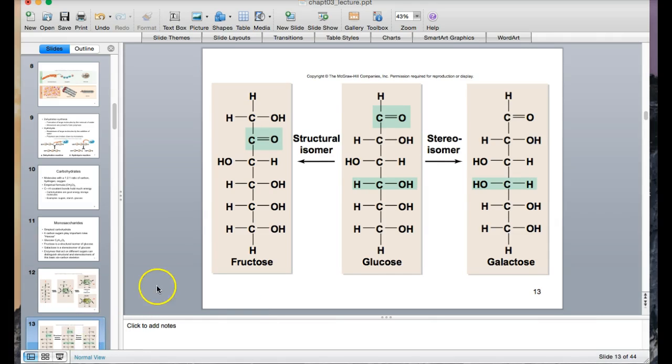Looking again at the differences between glucose, galactose, and fructose, here you can see glucose itself in its straight chain form. As far as structural isomer, you could see where it's different right here. And then a stereoisomer. Remember, stereoisomers give you that mirror image. So here you see that mirror image with galactose.